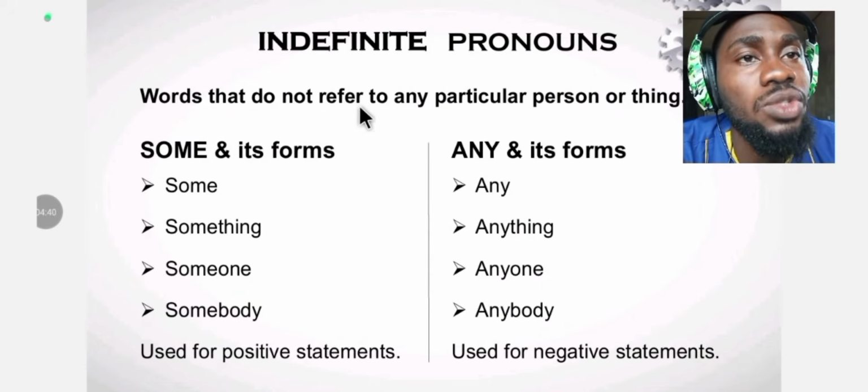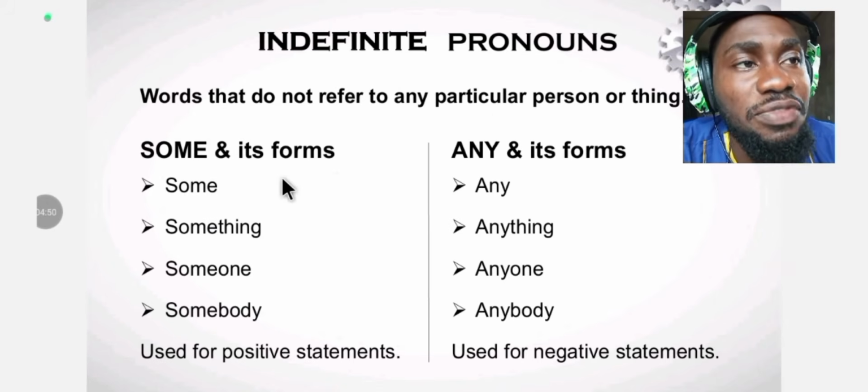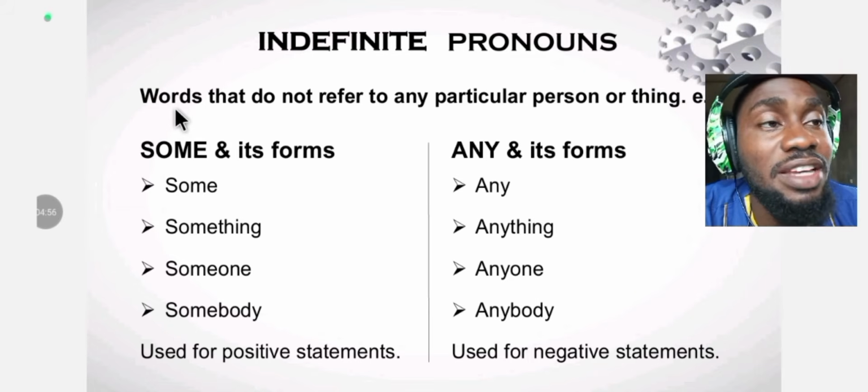The first we are going to treat here is the indefinite pronoun. Words that do not refer to any particular person or thing are indefinite pronouns. Let's look at the examples we have here, the examples of indefinite pronouns.